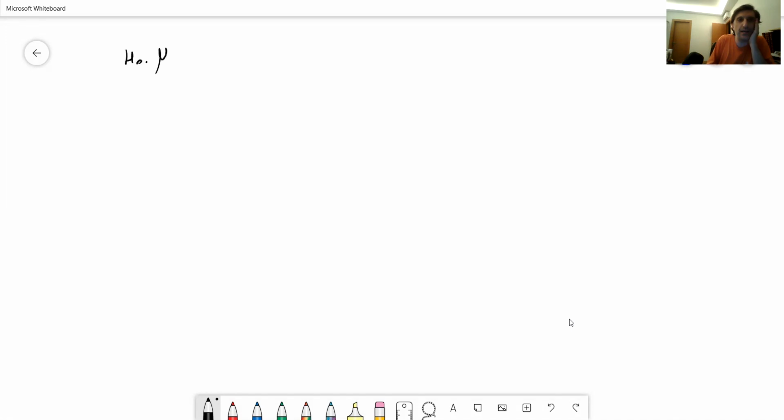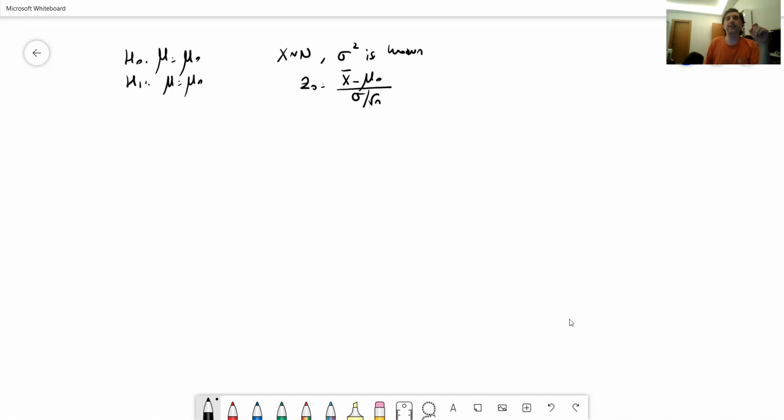Let's say that we have the following typical hypothesis test. Again, our assumption is X is normally distributed, and let's say that sigma squared is given. So we are talking about the unrealistic, but the easiest case. In this case, the test statistic will be equal to X bar minus mu 0 divided by the standard deviation normalized by square root of n.